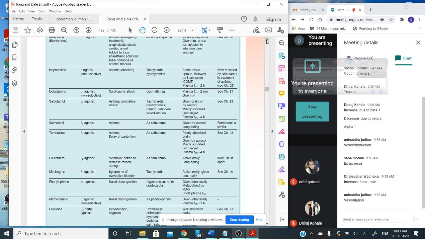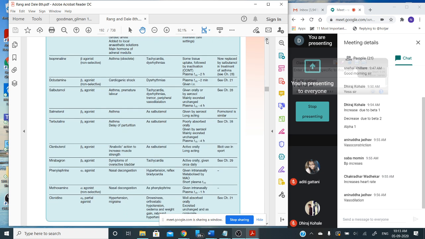dysrhythmias, then peripheral vasodilation. Why will it cause this? Because simultaneously there is vasodilation because of beta 2, and tachycardia because of some beta 1 action. So although it is specific, still some action will continue. Okay, so this is how these drugs work.